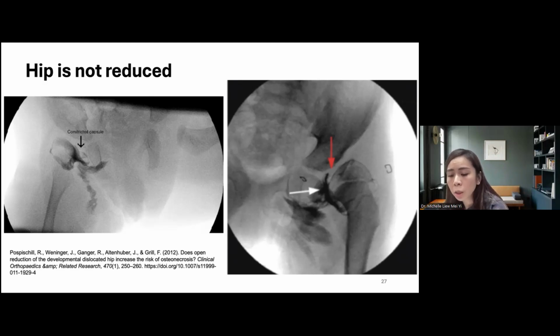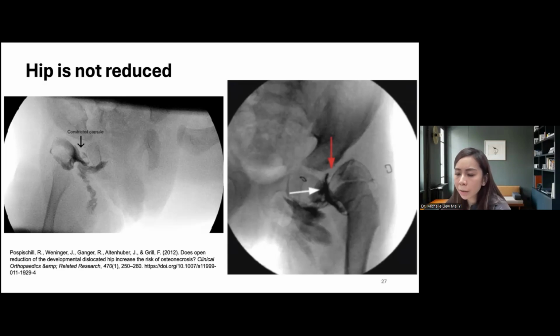On the right is the intraoperative arthrogram of a hip belonging to a 4-year-old patient with delayed diagnosis of DDH. You can appreciate a large medial dye pool indicated by the white arrow, which seems to be more than 5 millimeters. And then there's an inverted labrum at the superior portion of the shallow acetabulum as well, indicated by the red arrow.